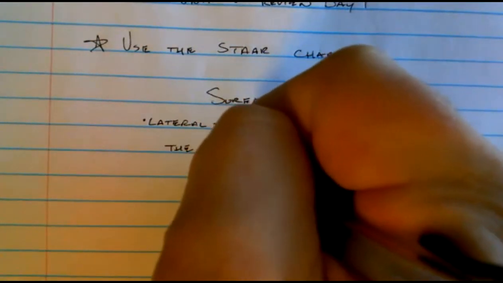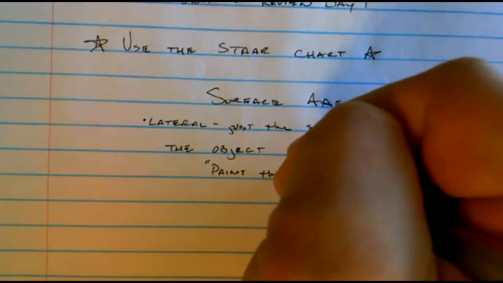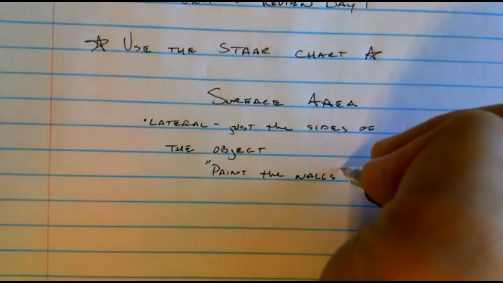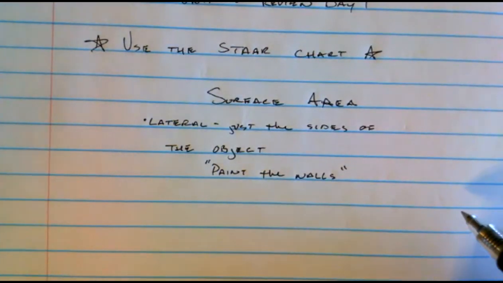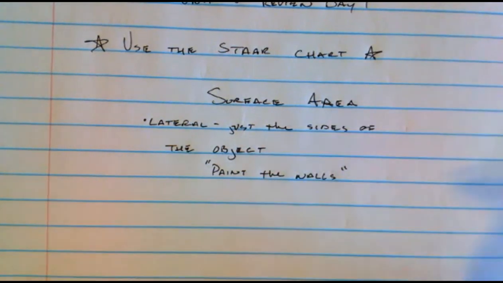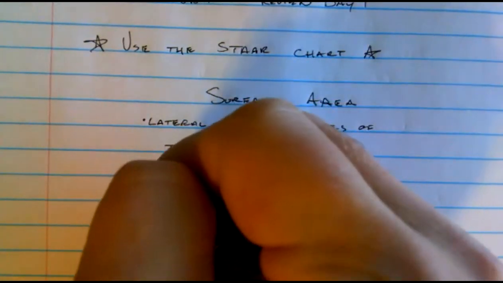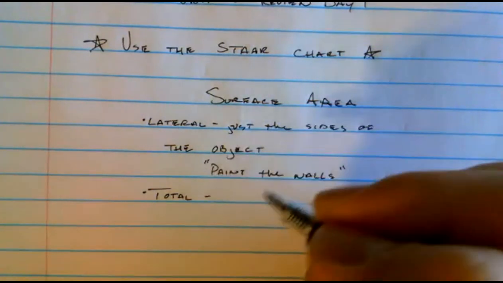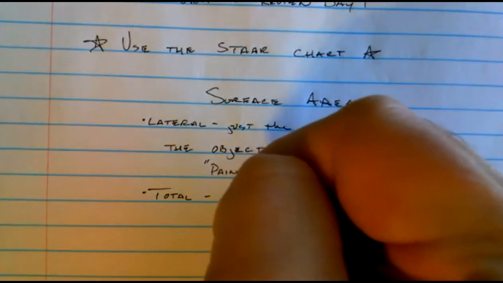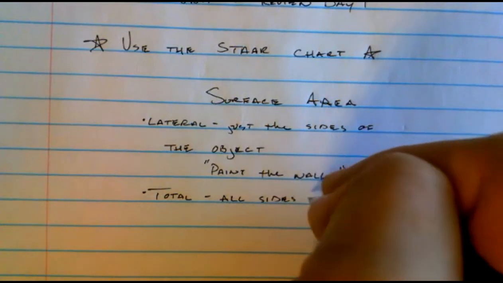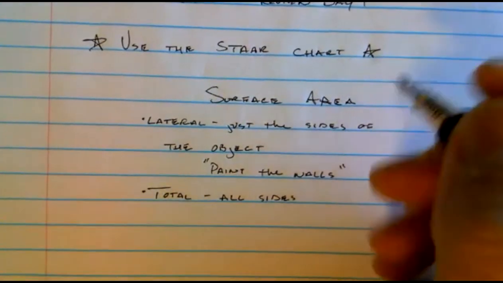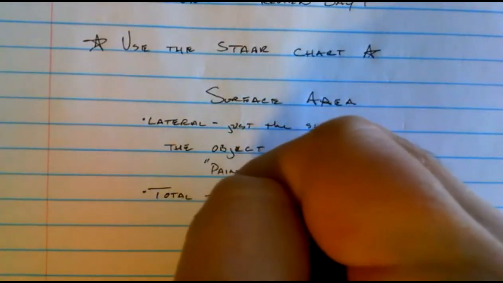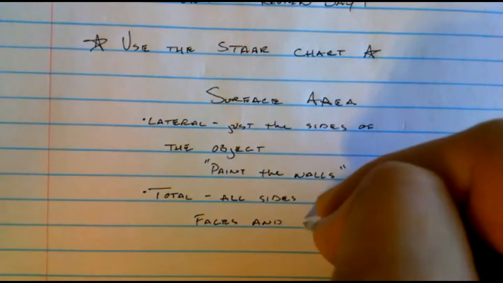And we liken that to paint the walls. Okay, so if you're thinking about a room, which would be a rectangular prism, right? We have paint the walls, right? We're just going to be painting the sides of that box. The other would be total. Okay, and so total surface area implies just that, all sides.